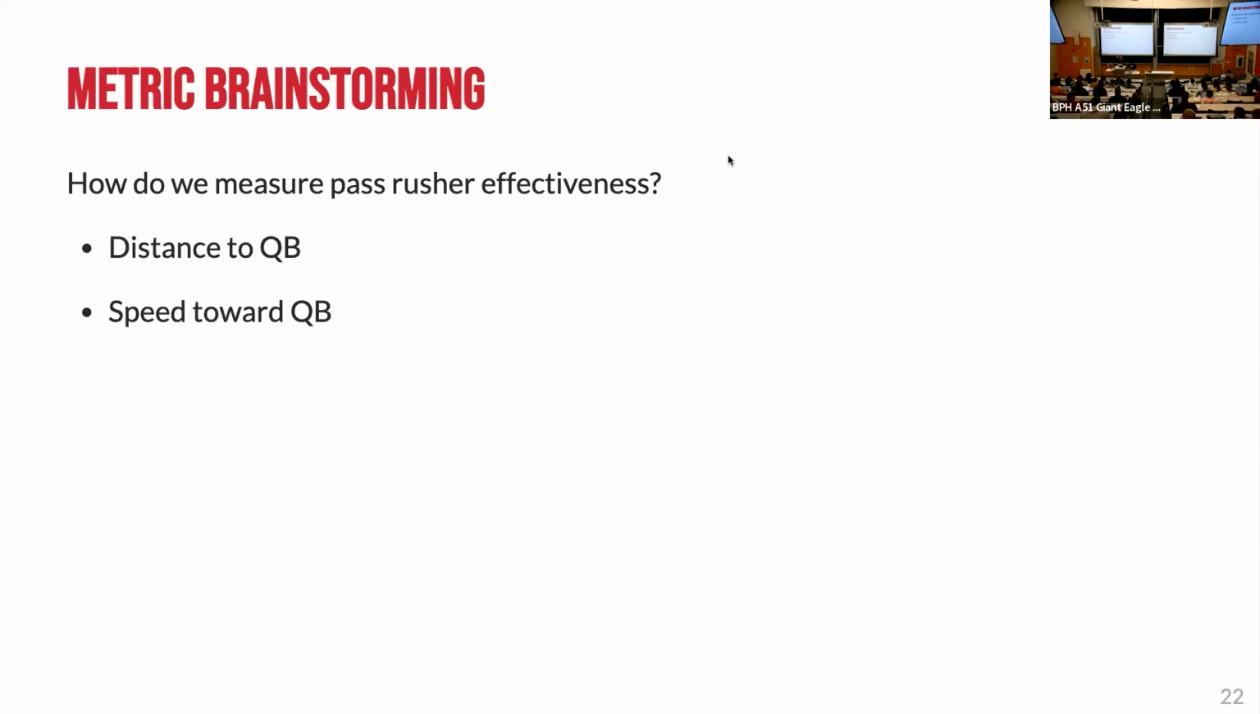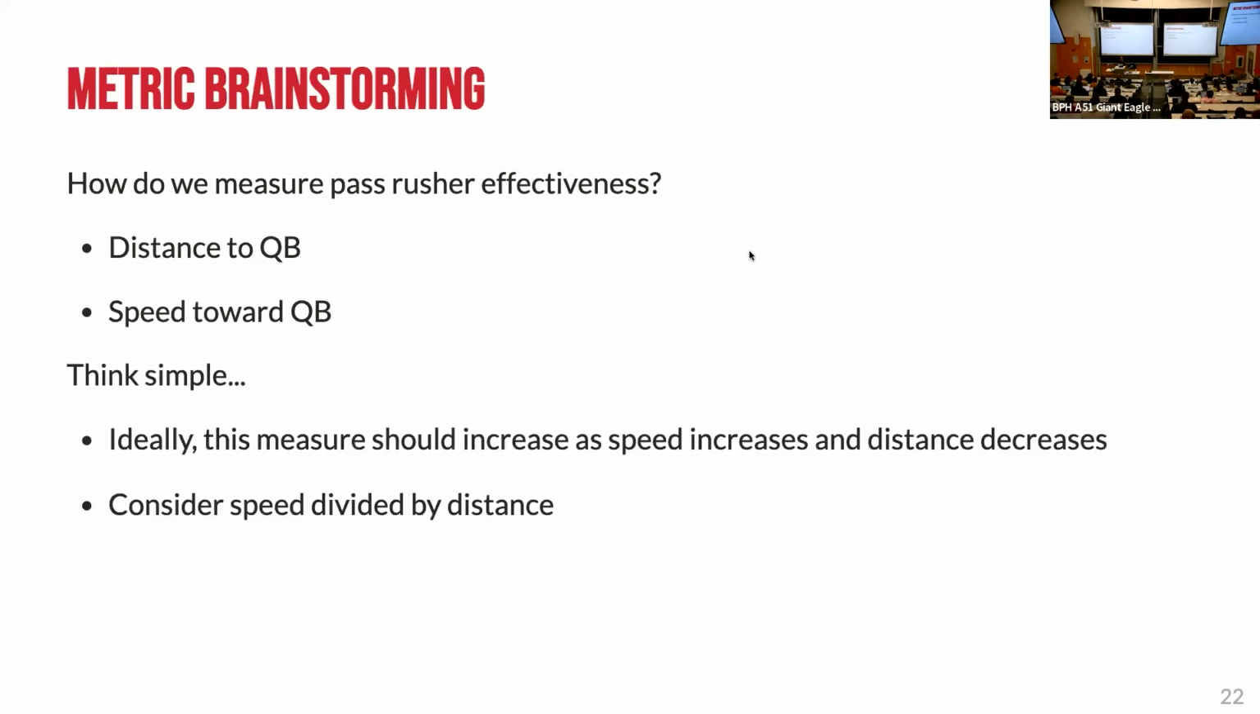First, distance to the quarterback. If you're close to the quarterback, that should be good. And also, the speed that you're moving towards the quarterback. If you're moving fast towards the quarterback, then there's a high chance that you should be able to put some pressure on them. So you want to think simple about this. Ideally, this measure should increase as the speed increases and as the distance decreases. You want to be closer to the quarterback, and you also want to approach the quarterback at a fast rate.